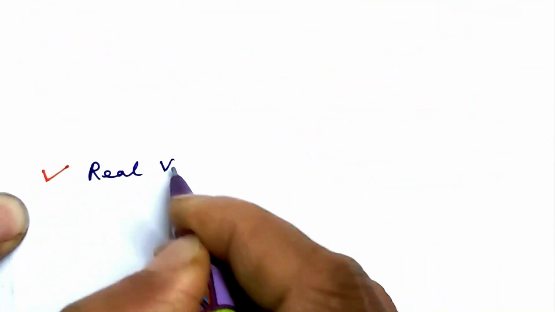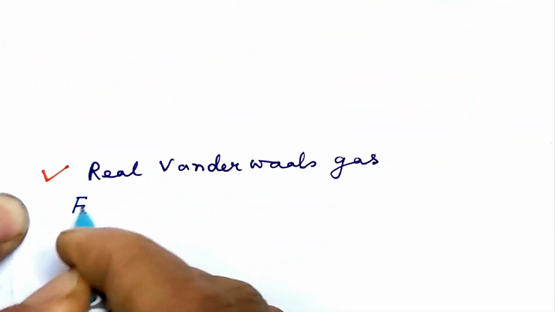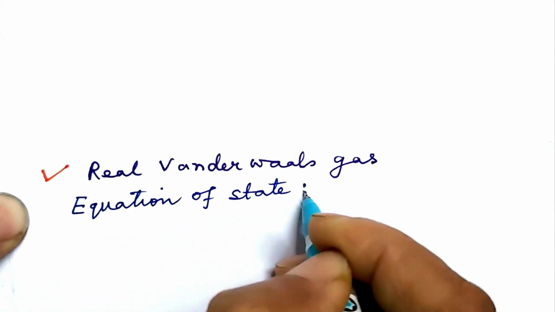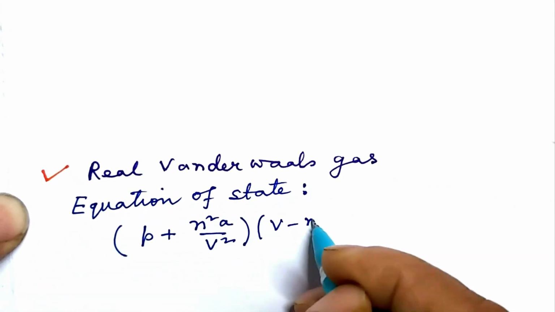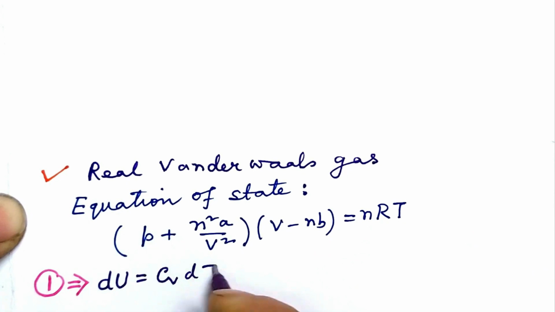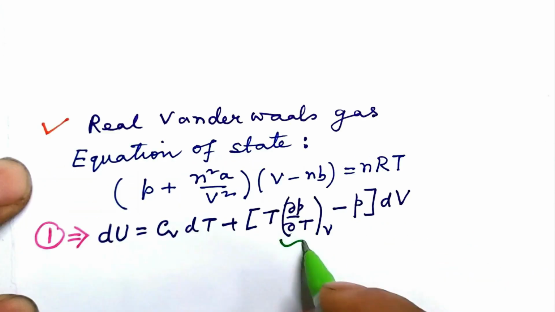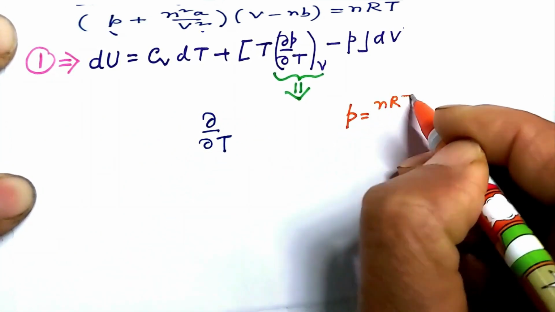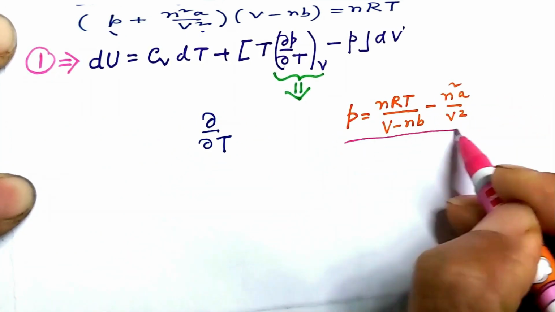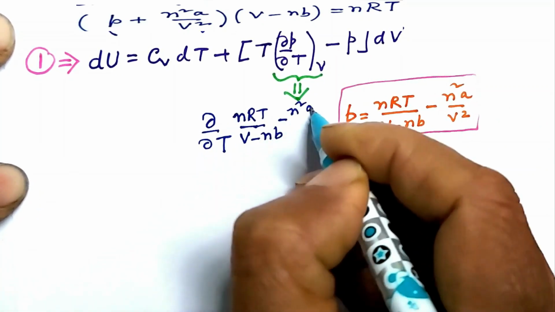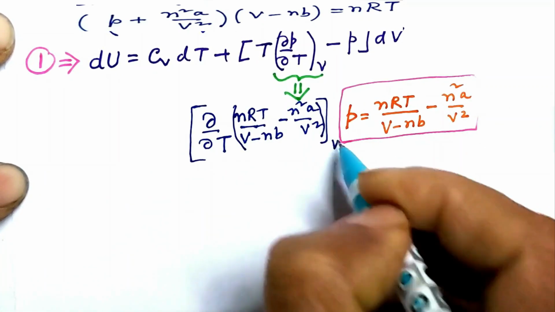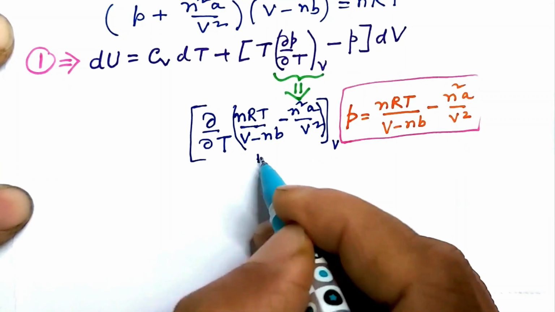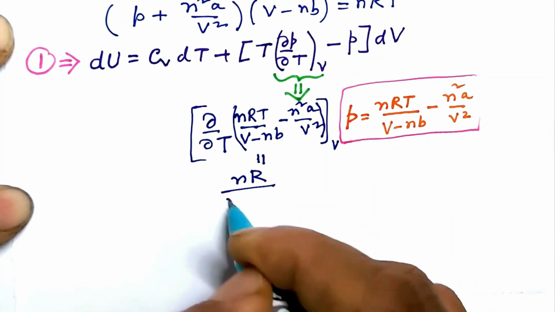Let us now consider real van der Waals gas. The equation of state being, we quote equation 1. Now, what is P? This follows from the equation of state. Let us put this for P here. Partial differentiation with respect to T keeping V equal to constant gives nR by V minus nb.